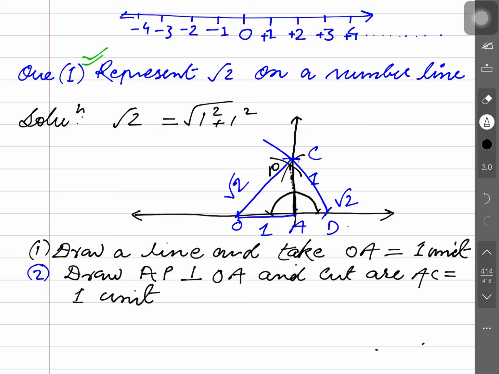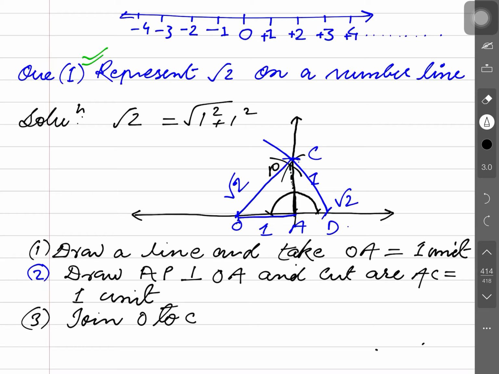Is that clear now? Now what we will do here is the third step: join O to C, join O to C to form a triangle. So actually you do not need to write down all these steps of construction, right? At least 4 to 5 steps of construction are to be written here, but you must know how to represent the numbers on the number line. Your learning must be complete there.